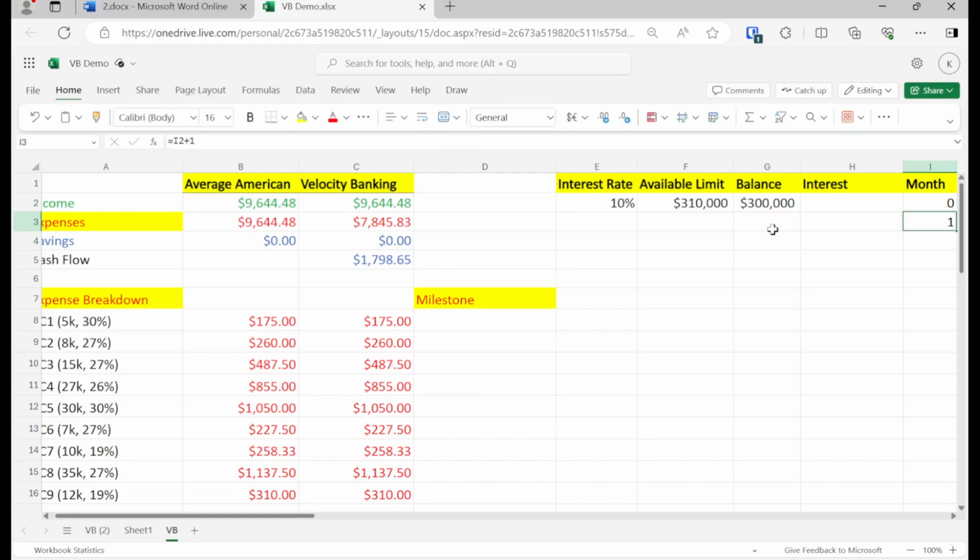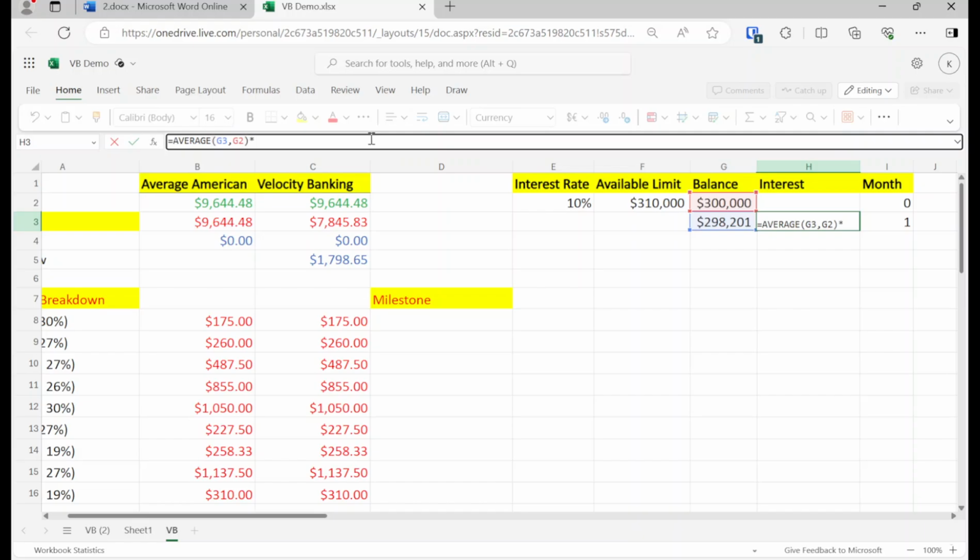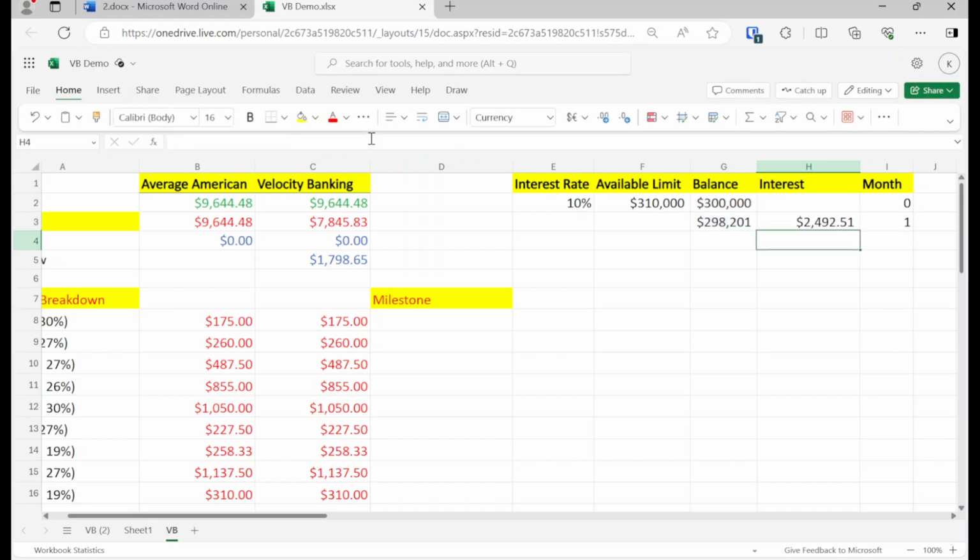Let's see. And how do we calculate the next month's balance? It's the previous month's balance plus the previous month's interest minus our cash flow, which is 1798.65. Now you could see, oh, this balance went down, but every time you use a line of credit, the line of credit charges you interest based on the average daily balance, okay? Multiply it by the interest rate, 0.1, 10% divided by 12, okay?